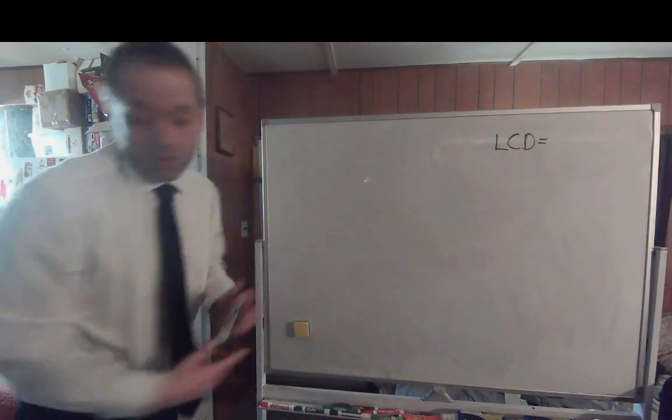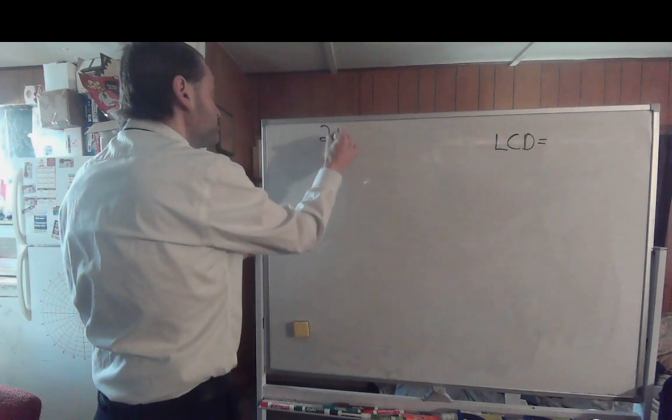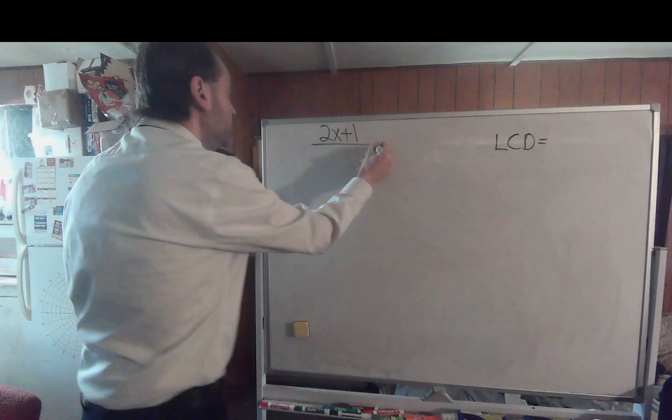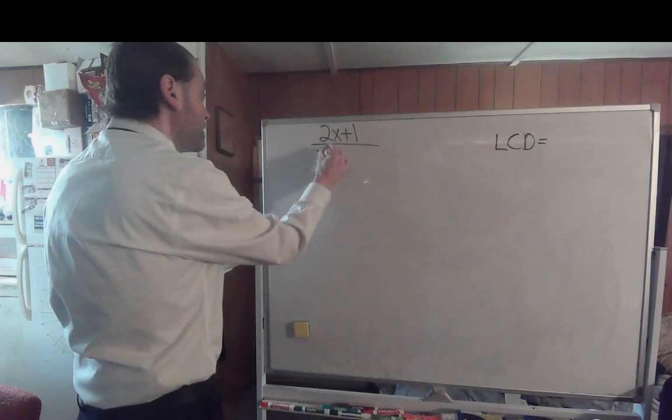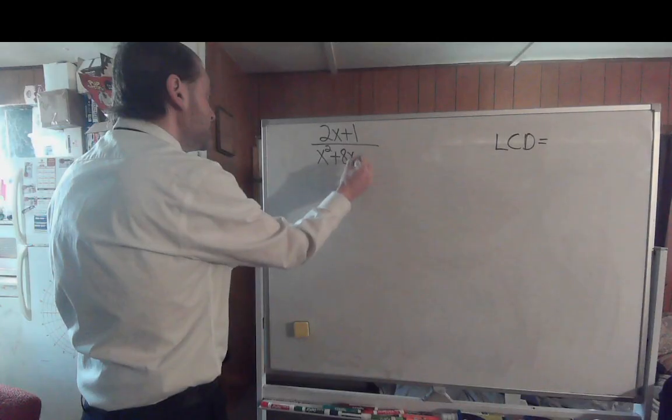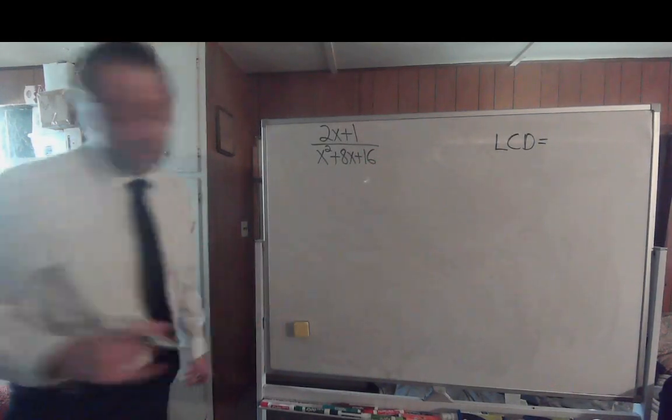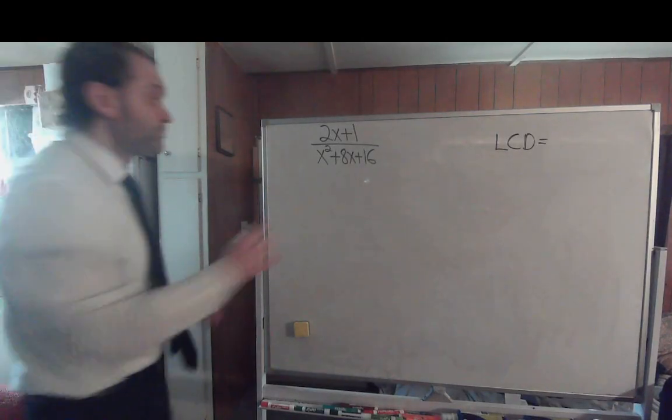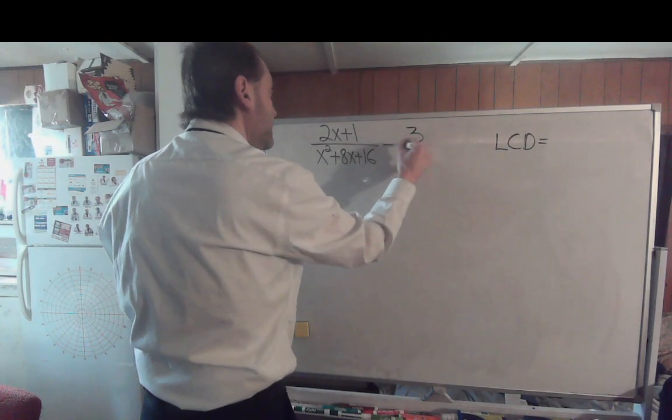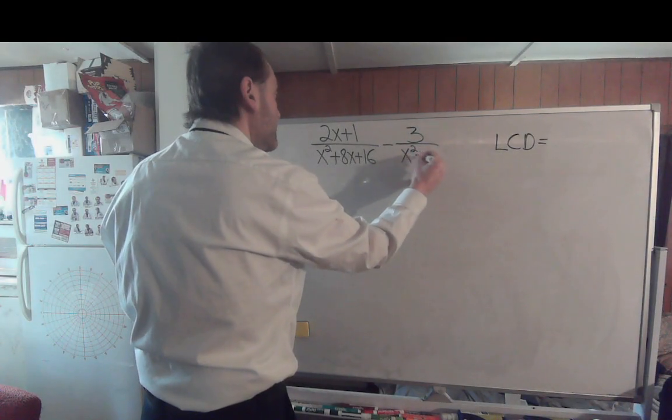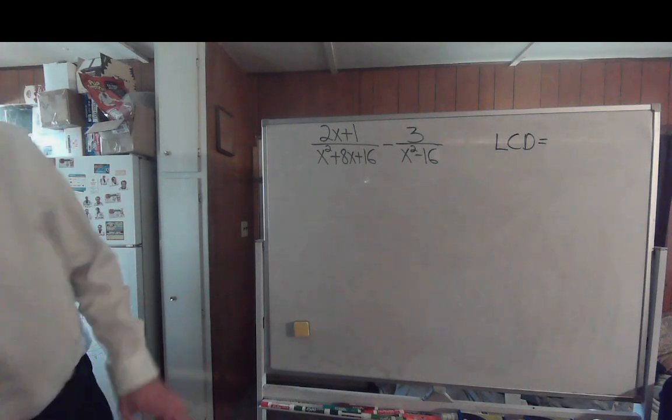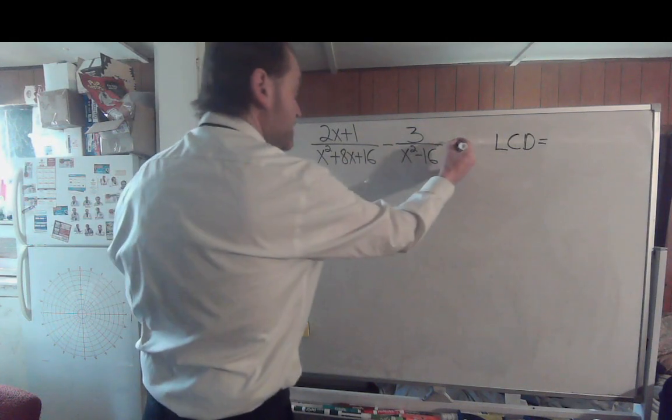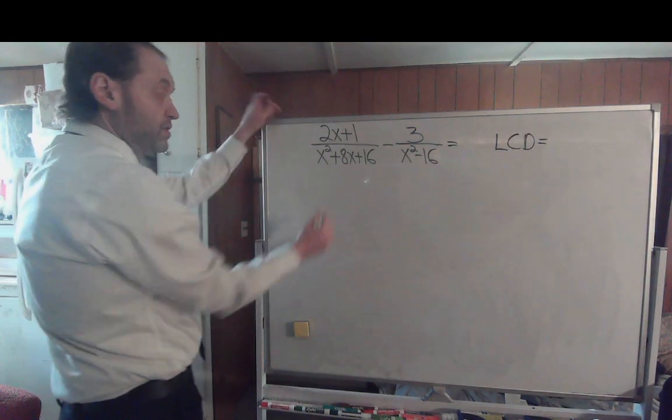Alright, 3 more. We have (2x plus 1) all over (x squared plus 8x plus 16) minus 3 all over (x squared minus 16). Alright, so first thing I'm going to suggest is we definitely factor both of your denominators.